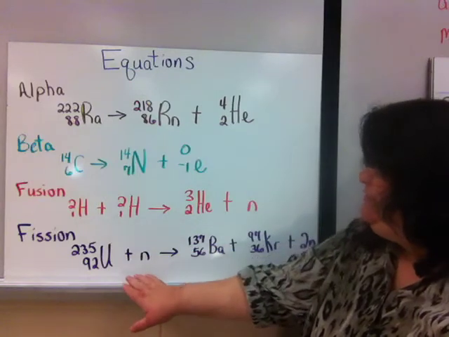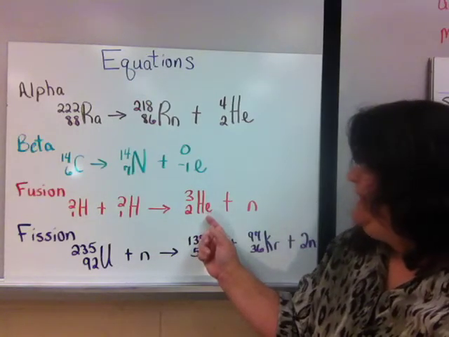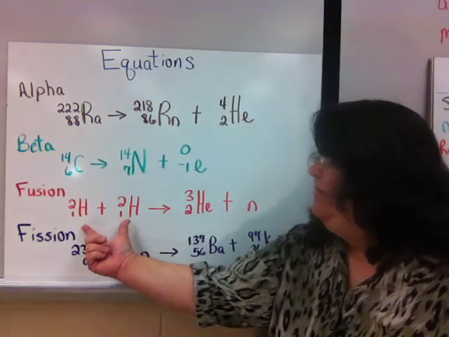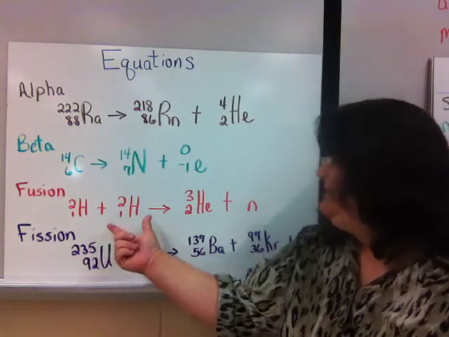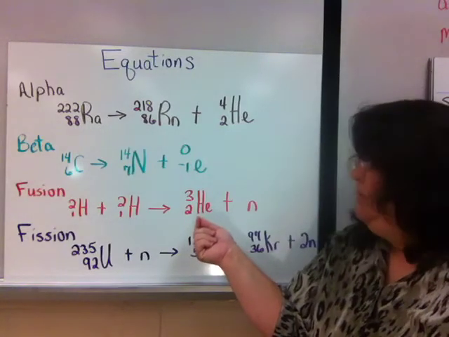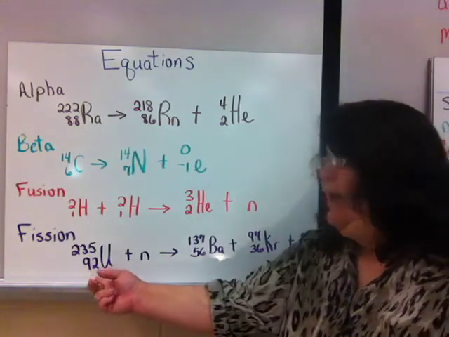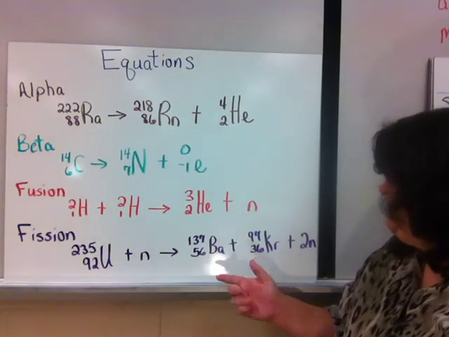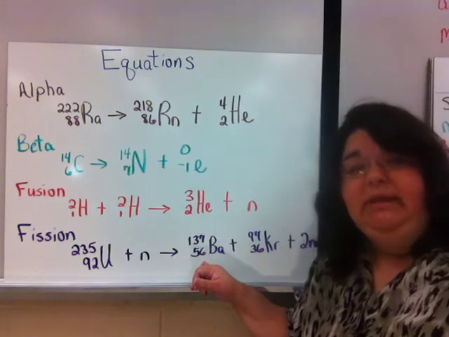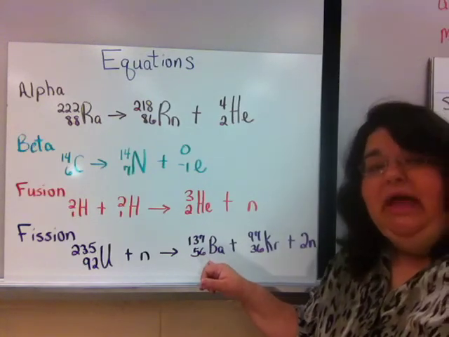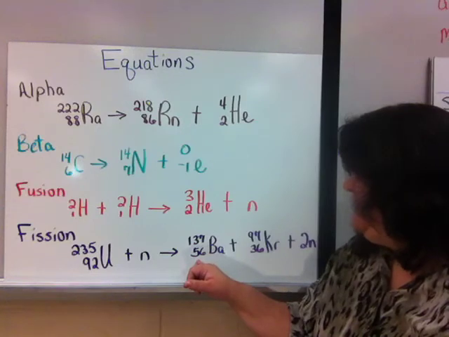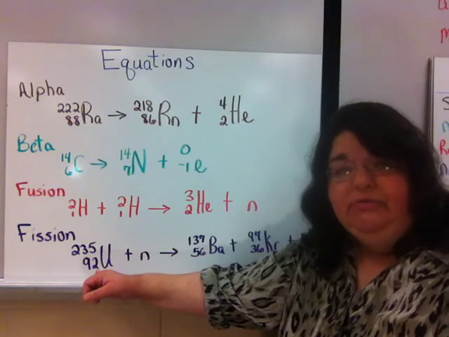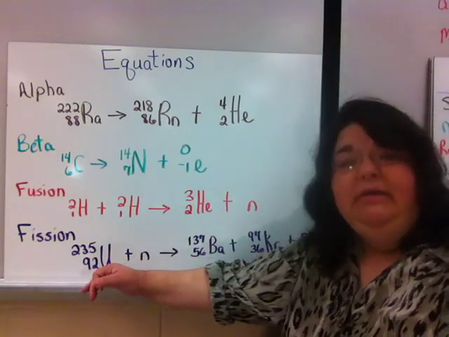Now, in fusion and fission, you might see helium, but the difference is that what's on the other side will either be 2 small objects being combined to 1 larger object, or it will be 1 large object being split into 2 smaller objects. Now notice that smaller is relative. This is not a small atom. It's got 56 protons in it. But in relation to what it started at, 92 protons, it is smaller than what it started at.